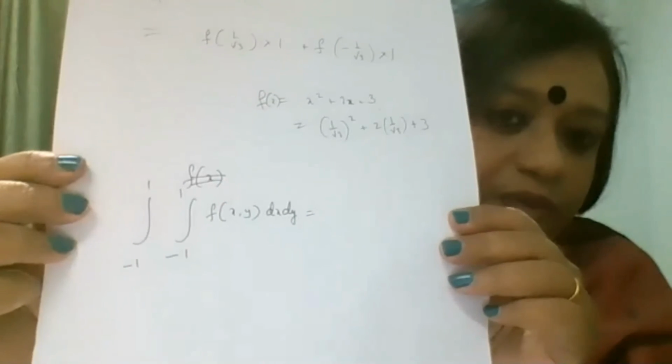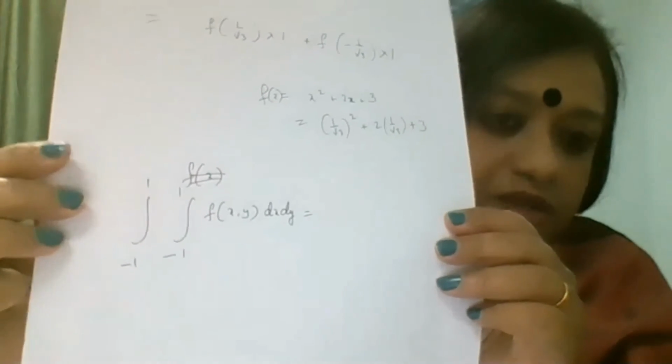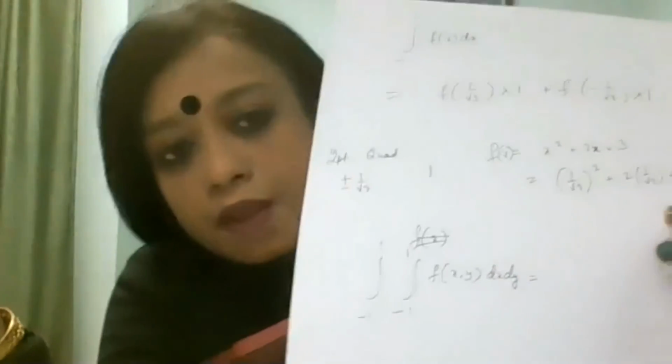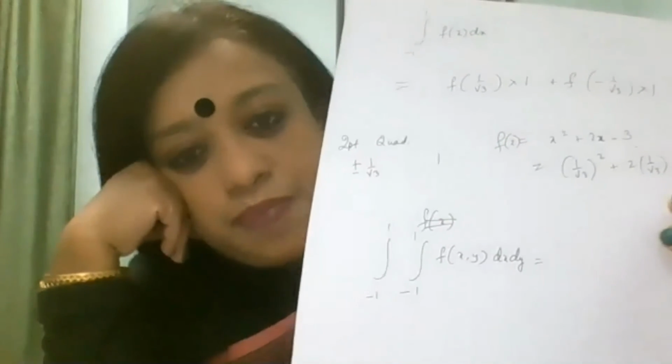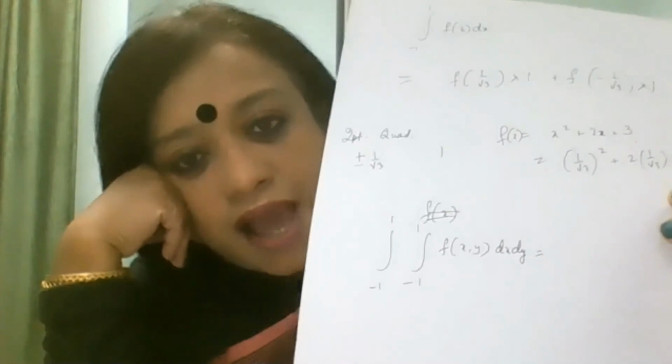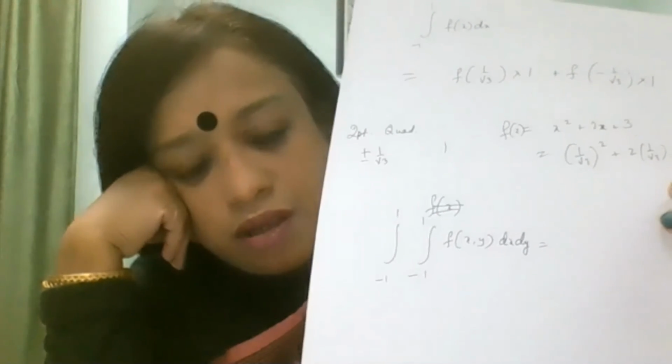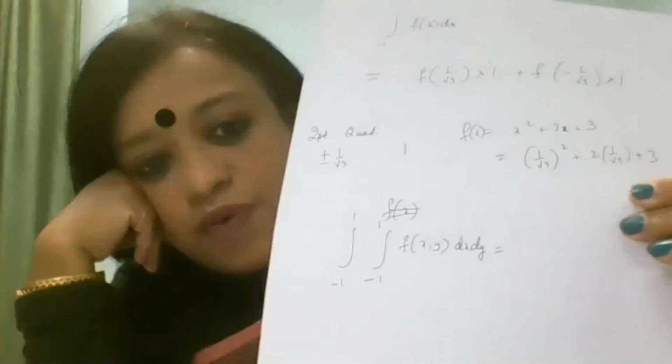I now want to evaluate this, and I don't have any extra information. I just know my sampling points. I'll write down what the Gauss quadrature table tells me. For 2-point quadrature, the sampling points are plus minus 1 by root 3, and at each of the sampling points, the weight function is 1. This information I have, and I have used it for one dimension.